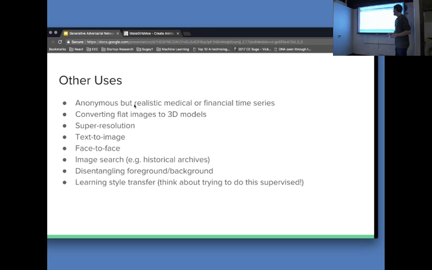Another one, disentangling foreground and background. Imagine being able to just remove the foreground out of an image and you're just left with the background. GANs can do that very well.